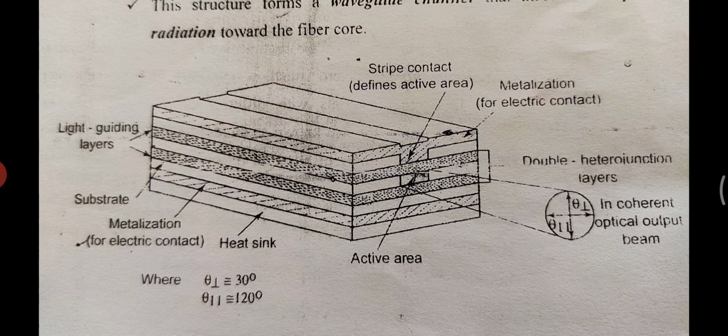To match the typical fiber core diameters, that is 50 to 100 micrometer, the contact strips for the edge emitters are 50 to 70 micrometer wide. And that is all about the details of the edge emitter LED or ELED.